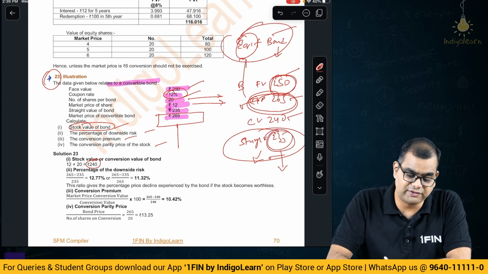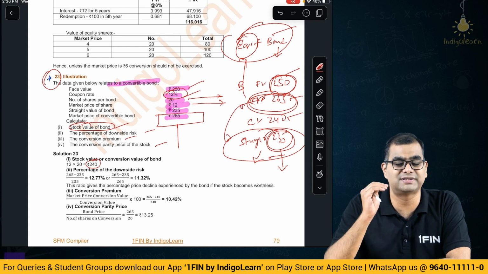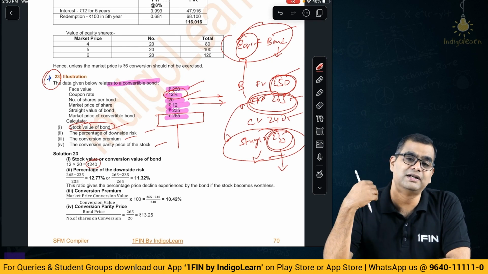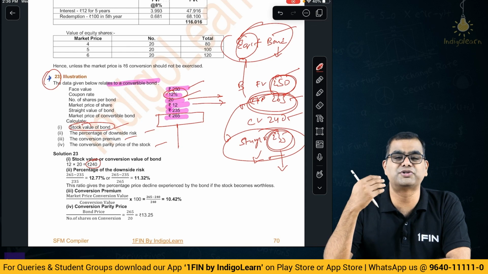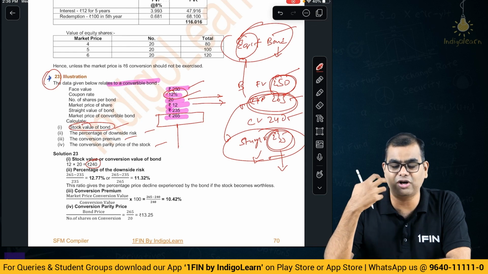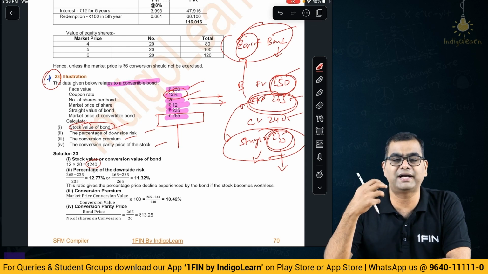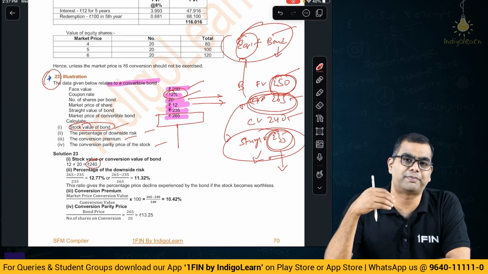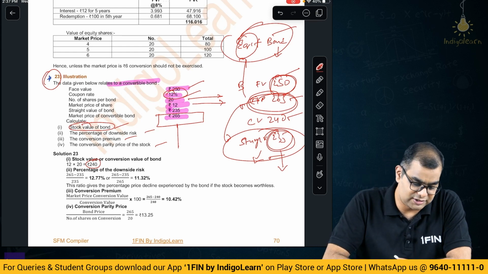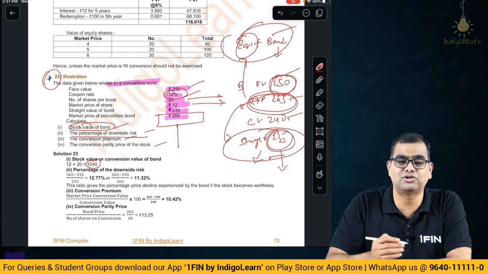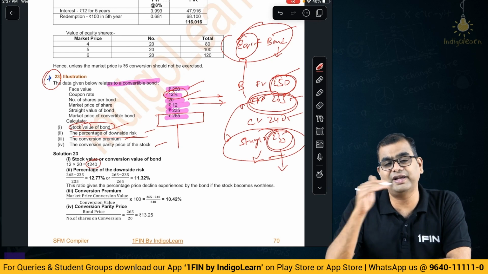Now, this 235 versus market price of 265, there is a gap of 30. This 30 is the value of the option. It is the premium for that option. Because of having this optionality, the market is giving it an additional premium or price of 30 rupees. Now, the question is, what is the percentage of downside risk? From wherever it is, 265, where can it fall down?